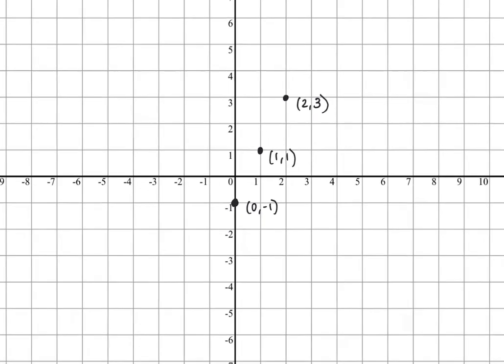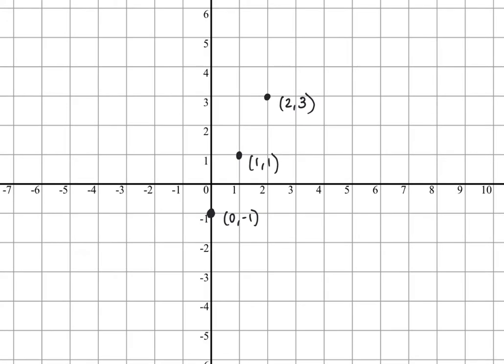Now, you guys can draw a straighter line because you're in Notability, but draw a straight line through all of those points. And then at the top, label it your parent function.